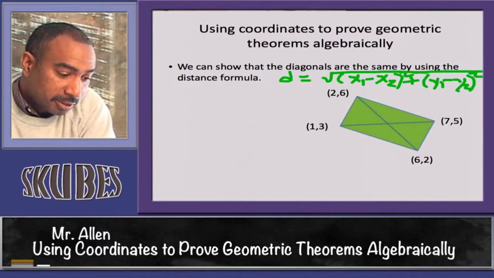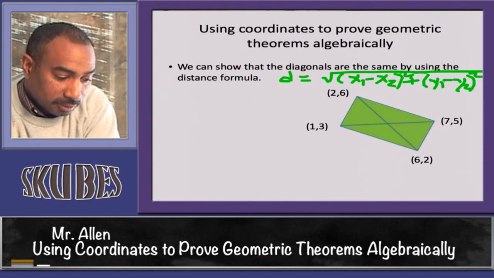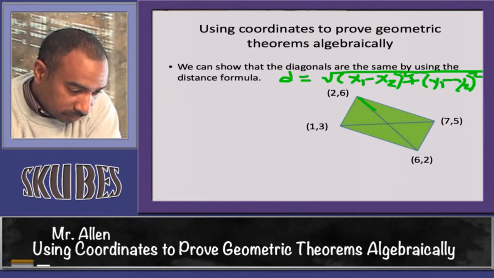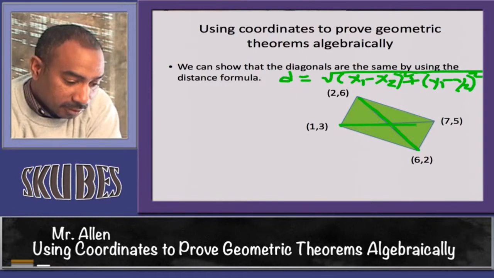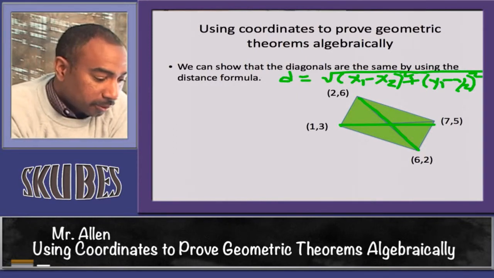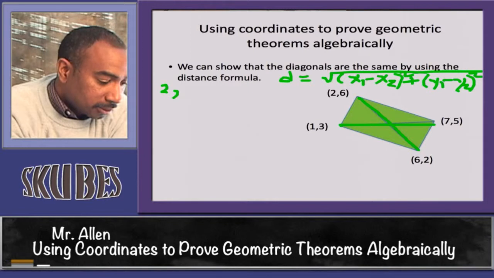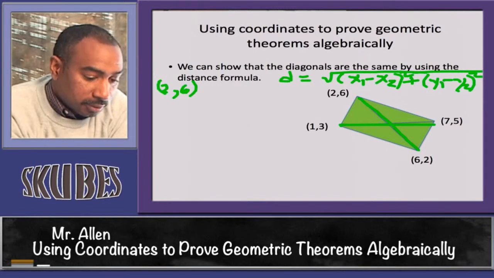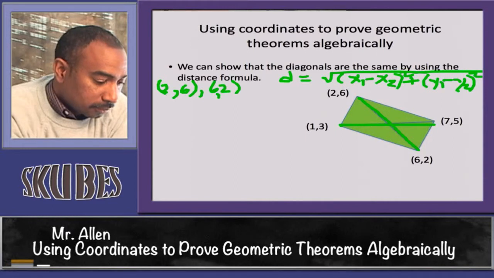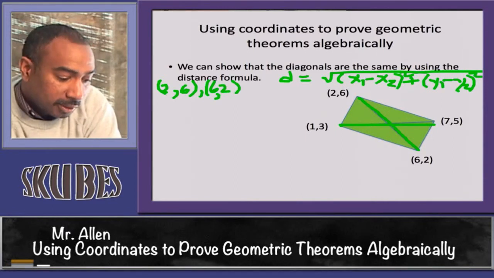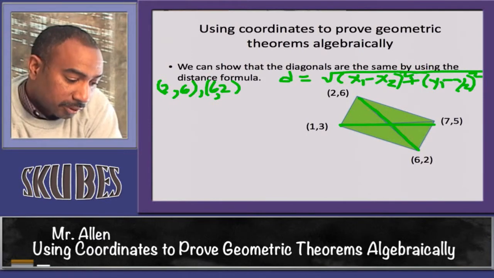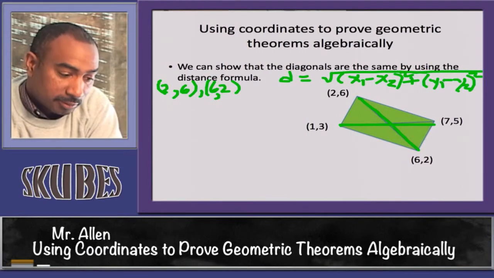So what we're going to do is plug these coordinates from here to here. I want to see if that's the same distance as this length. So we're going to use (2, 6) and (6, 2), and put that into the distance formula and see if it's the same as the distance from (1, 3) to (7, 5).